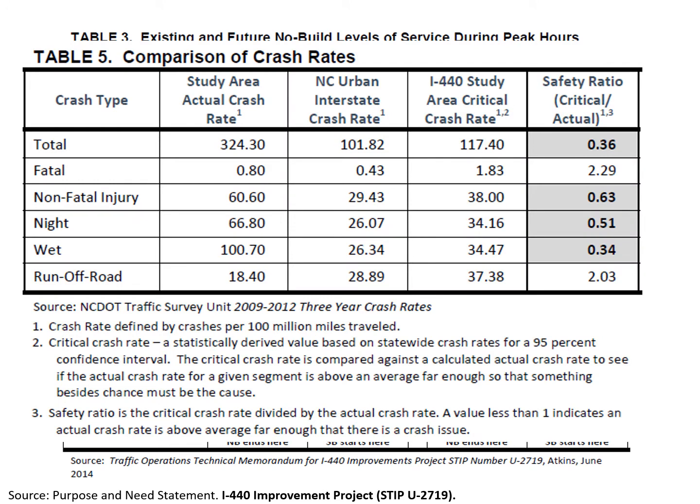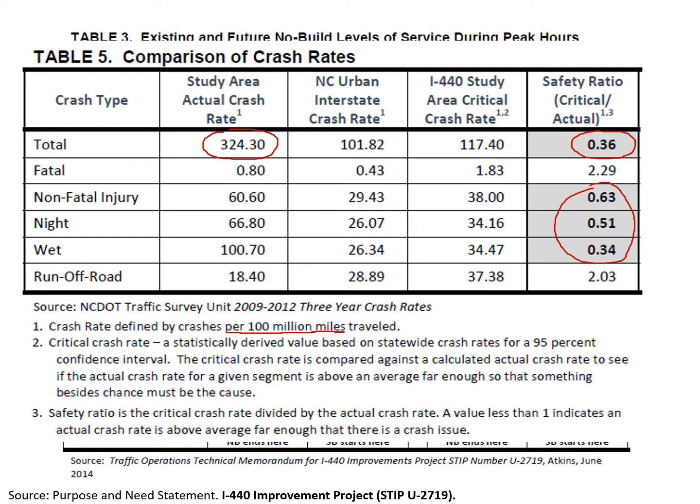We can also look at crash rates, and the ones that are shown in bold are where the actual crash rate is above average, far enough that there's a crash issue, and these are for any values that are less than 1. And so these are these crash types and overall. So overall there is a crash problem. The actual crash rate is 324. And this is per 100 million vehicle miles traveled. So that's our rate here.